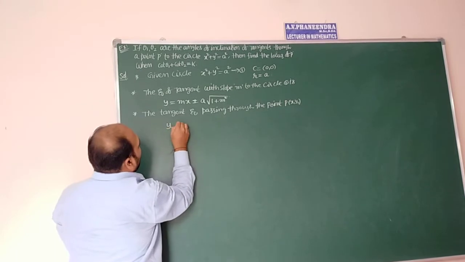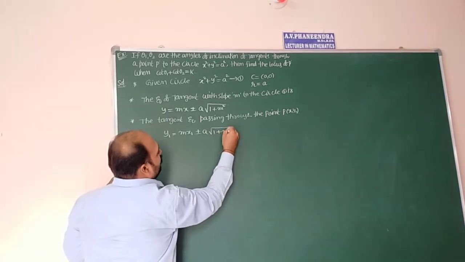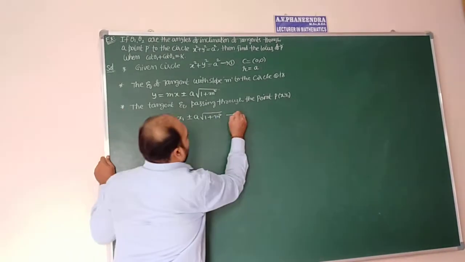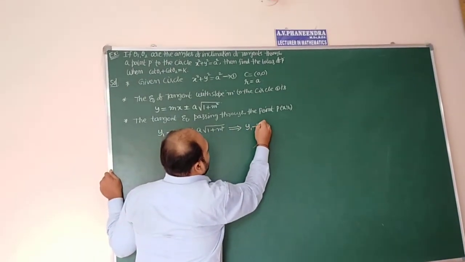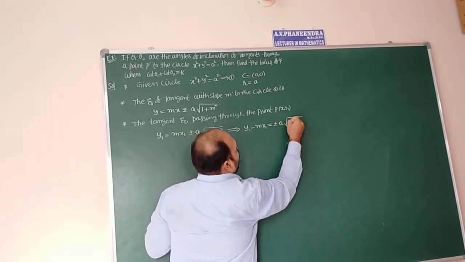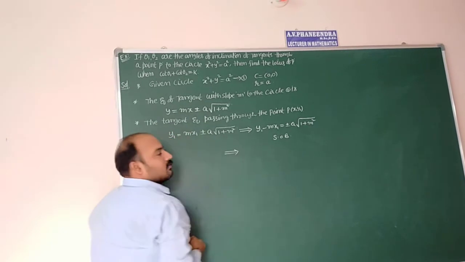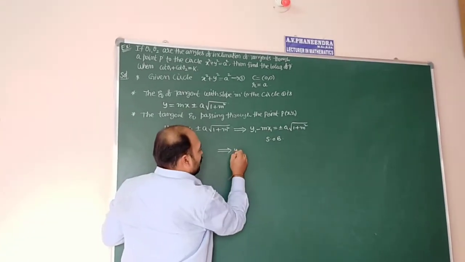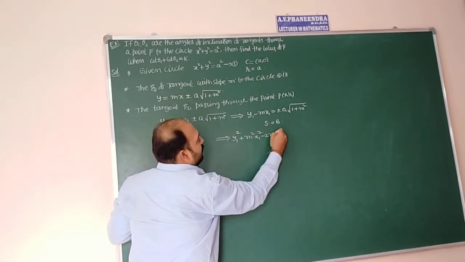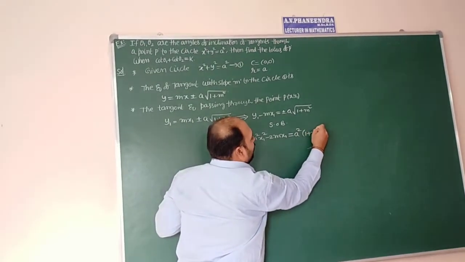So it becomes y1 is equal to mx1 plus or minus a into square root of 1 plus m square. After that, to get mx1, we can take this side. That implies y1 minus mx1 is equal to plus or minus a into square root of 1 plus m square. Squaring on both sides, using the (a minus b) whole square expansion: y1 square plus m square x1 square minus 2mx1 y1, which is equal to a square into 1 plus m square.